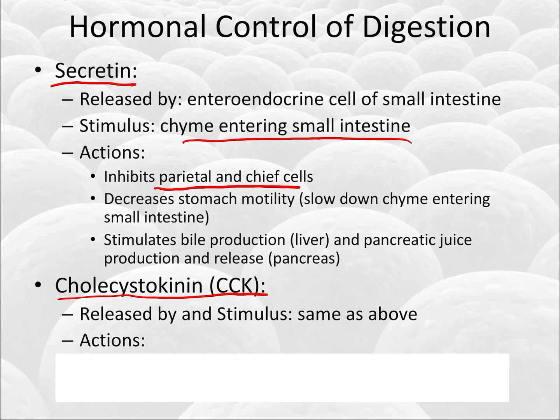It stops those parietal and chief cells from releasing their things, because the idea is that now the chyme's out of the stomach into the small intestine, so we don't need the stomach to keep working. Now it's time to turn on the duodenum. Same idea, it decreases stomach motility, so it slows down the chyme entering the small intestine. So if we've got enough chyme in there already, it says, let's wait a second till we get any more. And then it also stimulates bile production and pancreatic juice production and release. So pancreatic juice production and release, but bile production only.